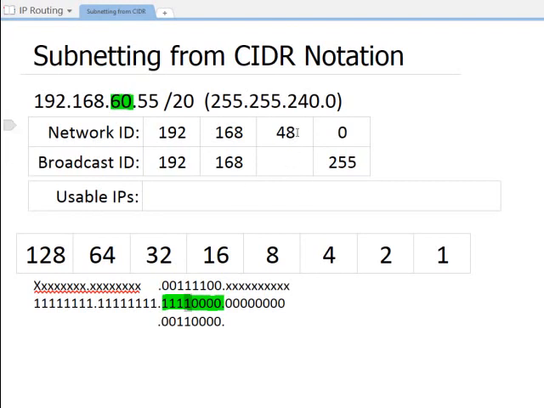So all I need to do is 48 plus 16. Well, 48 plus 16 is 64. Minus 1 would be 63. That's my network ID. That's my broadcast ID.